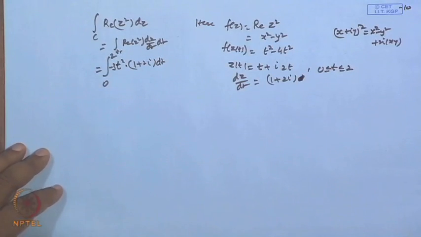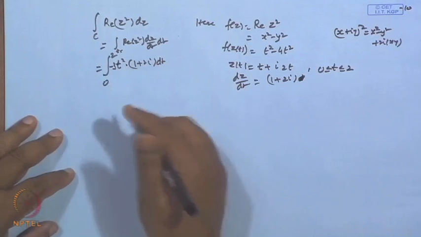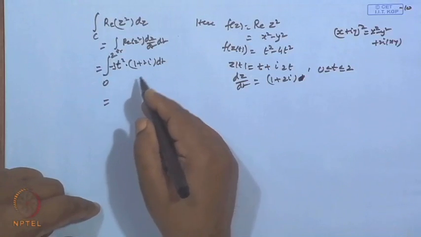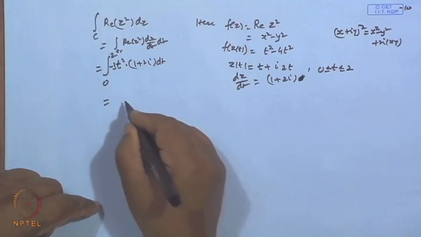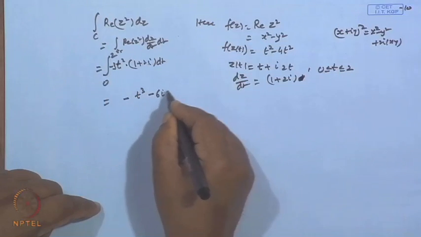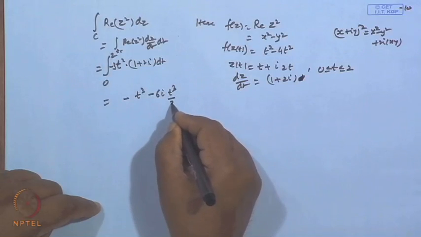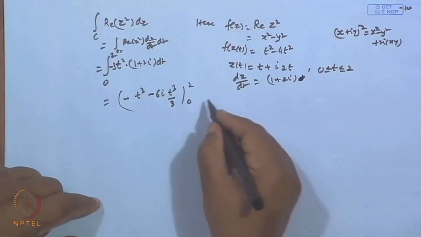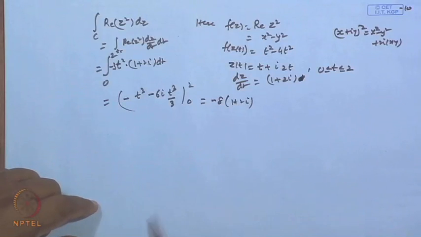Okay. So, if we compute these values, what will the value come out to be? We get minus 3t square times (1 plus 2i). When you compute it, t cube by 3 gives minus t cube, and then minus 6i t cube by 3, is it not? And then take the limit 0 to 2. So, finally, you are getting minus 8(1 plus 2i).